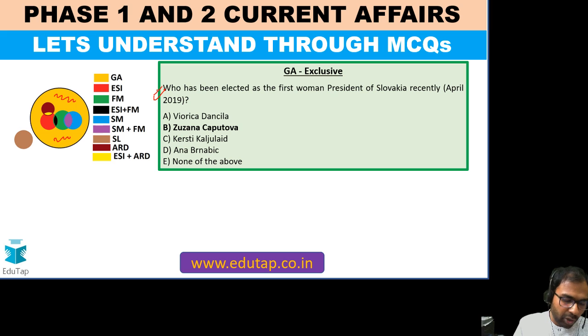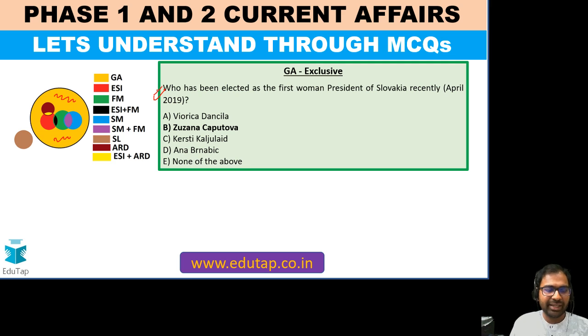Again, Satish, you are wrong. When you say appointments are out of syllabus, it is wrong. If I say that Geeta Gopinath was appointed in IMF, can this be asked in phase 2? Yes, it can be asked in phase 2. It is an appointment topic, but it can be asked in phase 2. So you cannot say in toto that appointments cannot be asked in phase 2. That will be wrong. But the first woman president of Slovakia cannot be asked in phase 2. You cannot overgeneralize that appointments cannot be asked in phase 2. Appointments can be asked in phase 2.